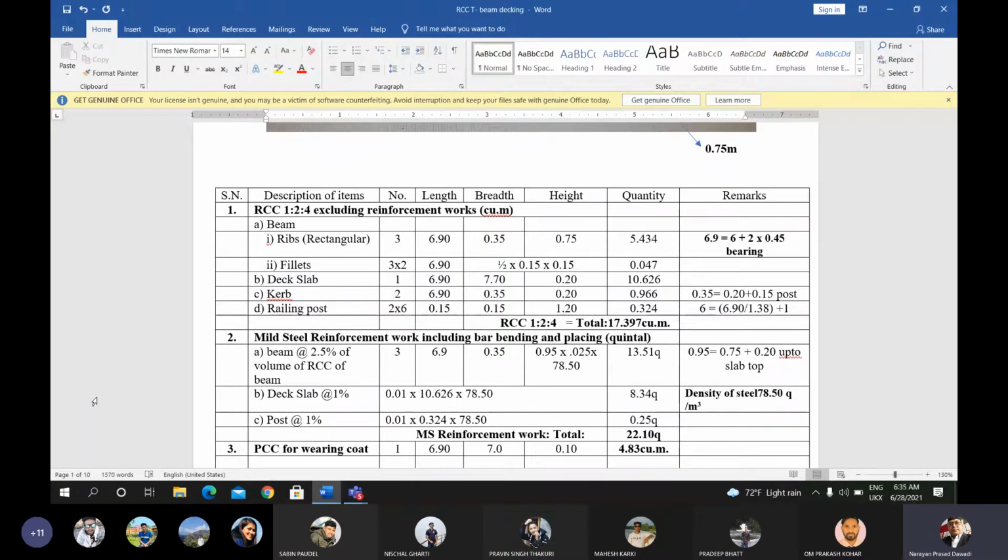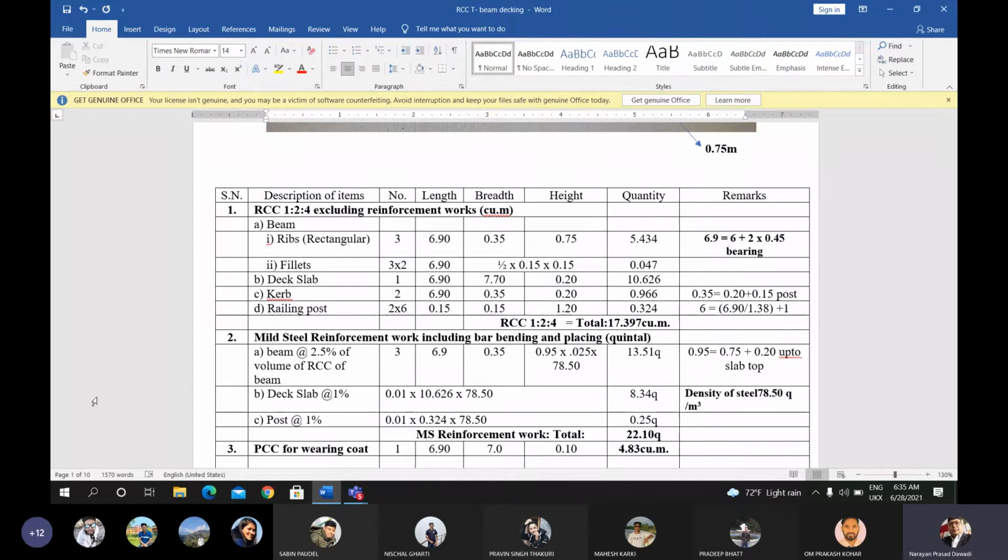Okay. For the fillet, the size of the fillet is given as 15 by 15. The area of each fillet will be half into 0.15 into 0.15, and the length of the fillet is similar to the length of the beam, which is 6.9. After multiplying the area of the fillet and the length of each fillet, you will get the volume of each fillet. We have 6 numbers of fillets there, so after multiplying with 6 you will get the total volume occupied by all the fillets, and that will be 0.047. In this way, we have calculated this. You can understand all these terms.